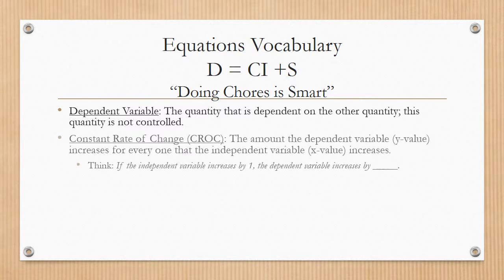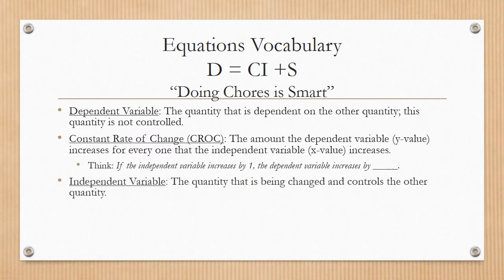The C is constant rate of change, also known as CROC. And that would be the amount the dependent variable or the Y value increases for every 1 that the independent variable or the X value increases. And the way I like to think about this is if the independent variable increases by 1, the dependent variable increases by blank, where blank is my constant rate of change.